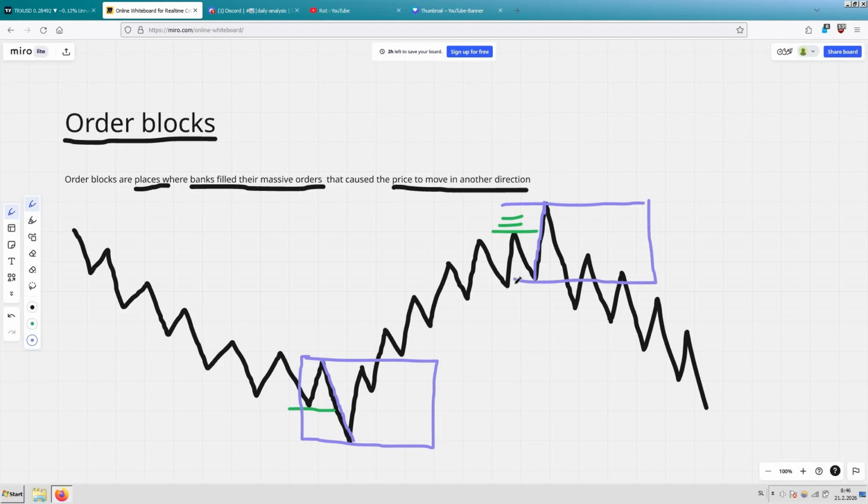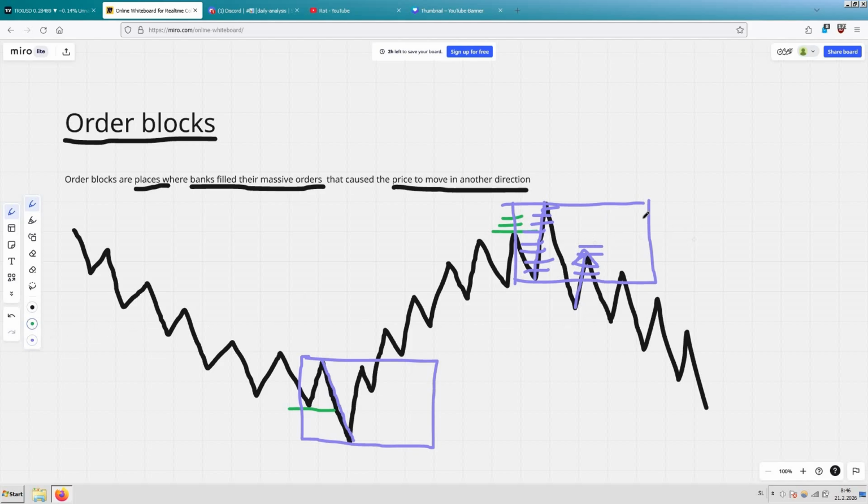And more often than not, the price would then come back into the order block, because it makes sense for the banks. If they managed to fill so many selling orders here in this move up, then it makes sense that they repeat it and then increase the profit. So that's why the price comes back into the order block.